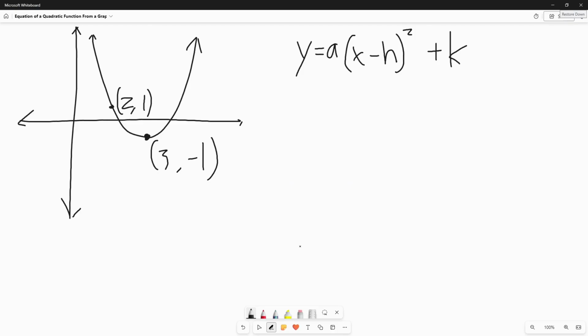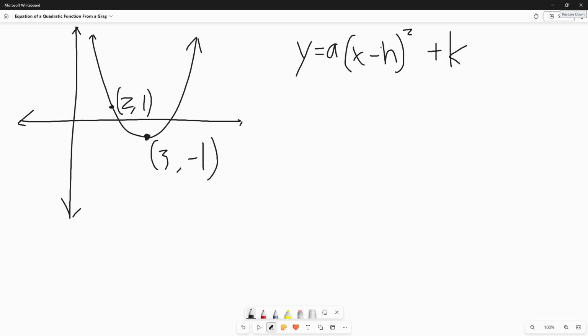So this video is going to teach you how to find the equation of a quadratic function from a graph. And if you have a graph like this, where you're given the quadratic and you're given the vertex of it, and you're given one other point, here's how you can find it. So I wrote this format for the quadratic equation, which is the vertex formula.